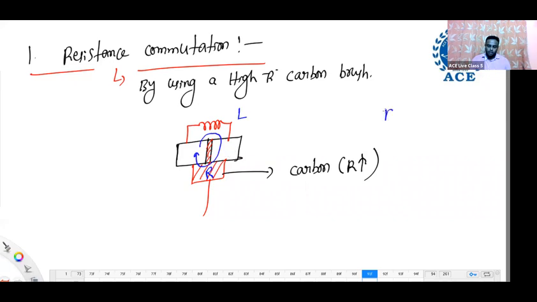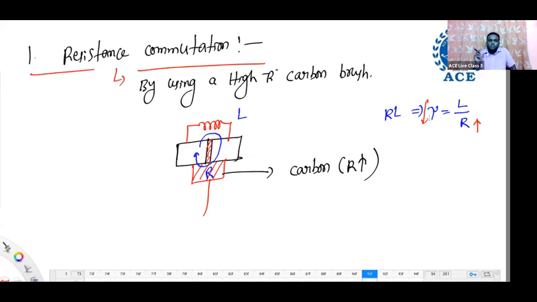In an RL network, what is the time constant of the network? Time constant tau equals L by R. The time constant of an RL circuit is L by R. Whenever resistance is high, what is the advantage? Time constant reduces. What information do you get from the time constant? It gives the speed of the response.